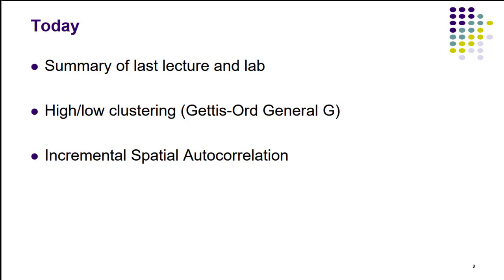It's a global statistic. And I'll also talk about how incremental spatial autocorrelation can be very useful in terms of finding the distance we're looking at for this high-low clustering. So the main two things to get out of today's lecture and lab exercise are the high-low clustering and how the incremental spatial autocorrelation works with that.